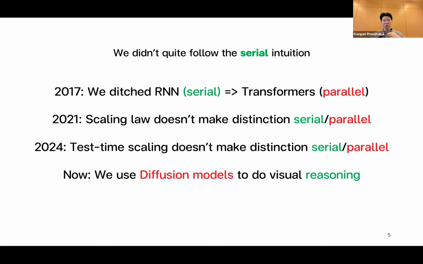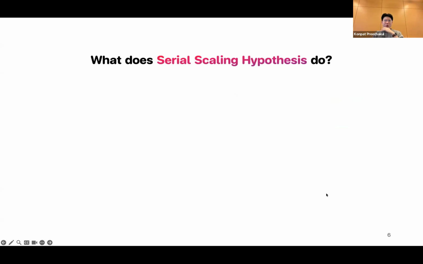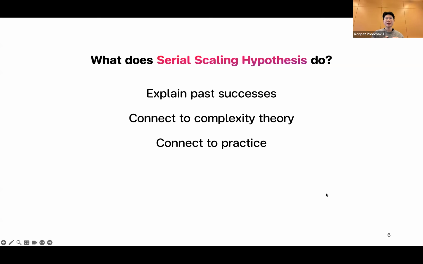Now, we are trying to use diffusion models to do visual reasoning, maybe unaware of the limitations of the diffusion models themselves. So what does the serial scaling hypothesis do? First, it explains past success. Second, it connects to complexity theory. And third, it connects to practice. And at the very end, we'll discuss the implications of these three things.